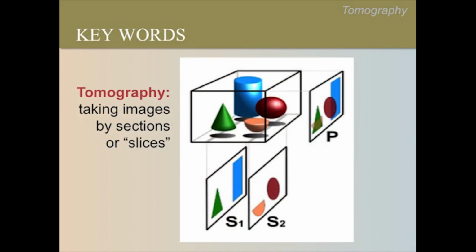Tomography simply means taking images or pictures in slices. This is how ultrasound works. Imagine if we sliced a knife through this box towards the front and then towards the back. Those slices would look like S1 and S2 here. Ultrasound takes images in the same way. An ultrasound shows only the objects that you sliced through. On the other hand, an X-ray shows everything together from front to back. If we took an X-ray of the box, it would look like P.